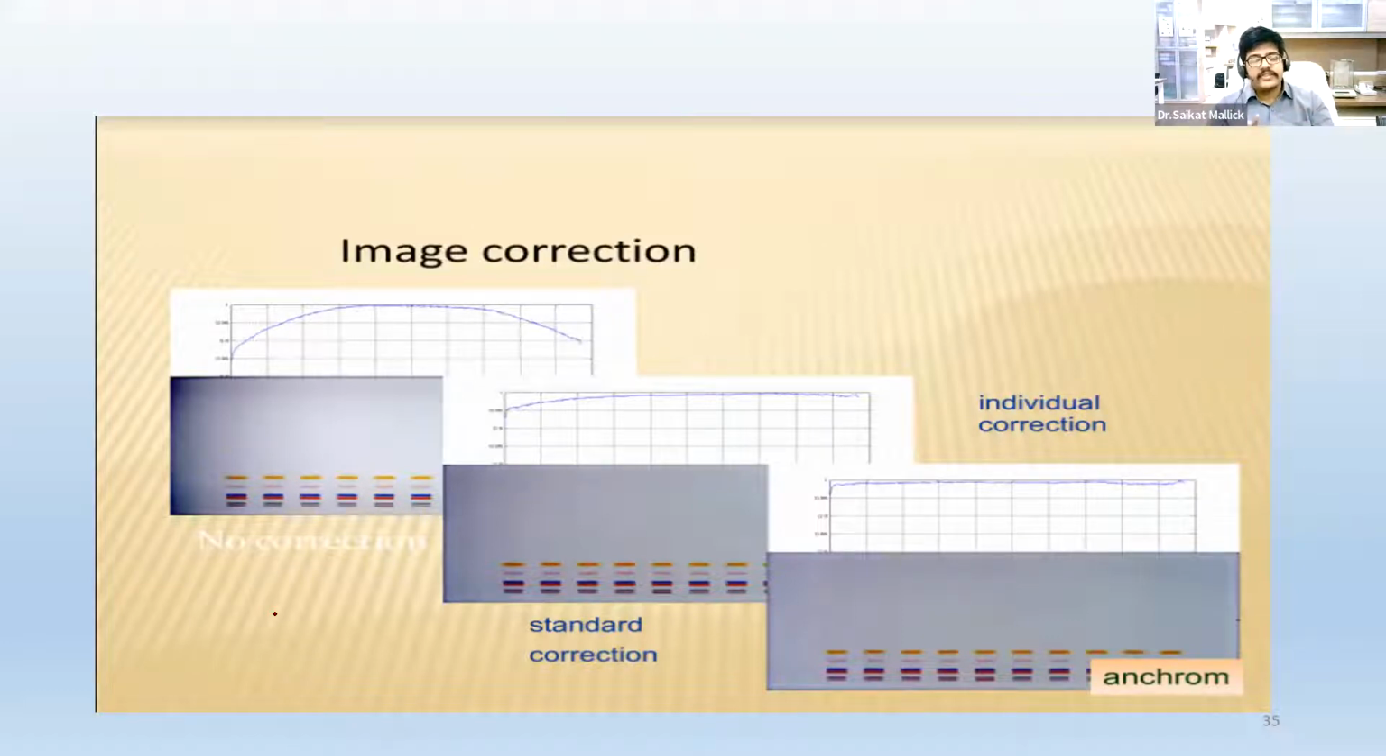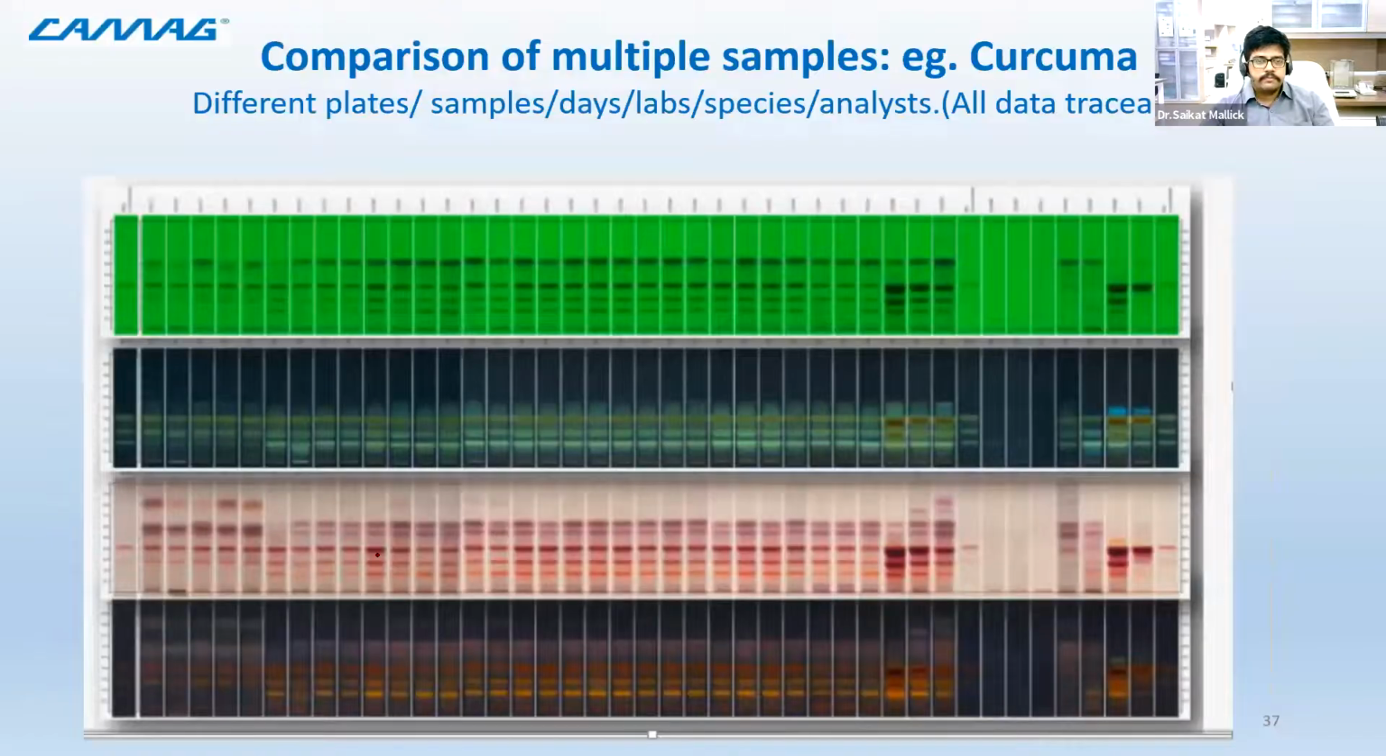This is a standardized approach, and here also if you see, the instrumentation is designed in such a way that the light is emitted throughout at the same exposure level, and a uniform separation pattern can be seen. Okay, so this is the image correction.